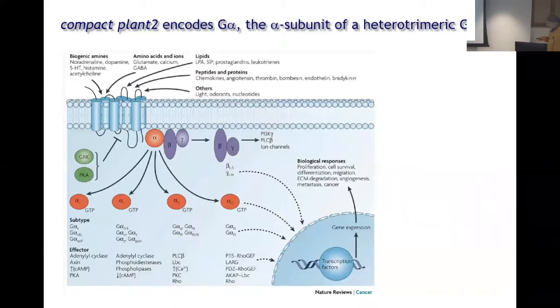Okay, so we cloned this gene, and it was probably 3 years of work, but like most people, I just show it in a single slide. And we found that it encodes a protein called Galpha, which is the alpha subunit of the heterotrimeric G protein.